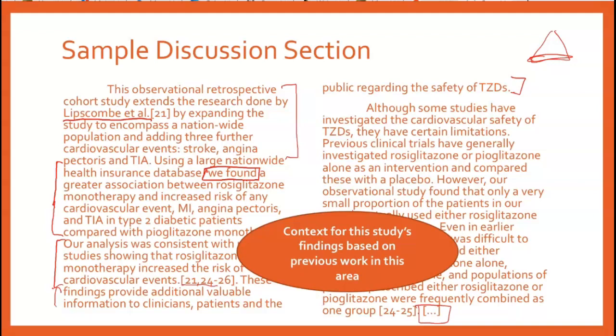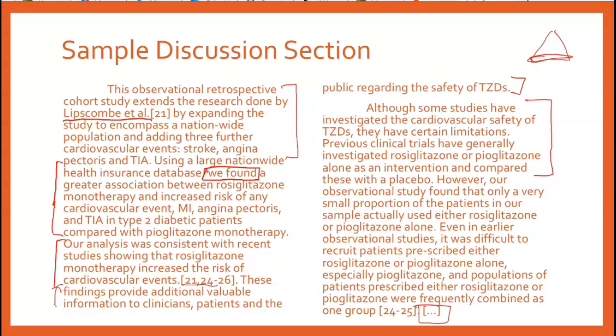The context, why they were doing this study and why their results are so important. They have certain limitations. Previous clinical trials have done this, and so on. So that's really the context for the study finding based on previous work in this area.